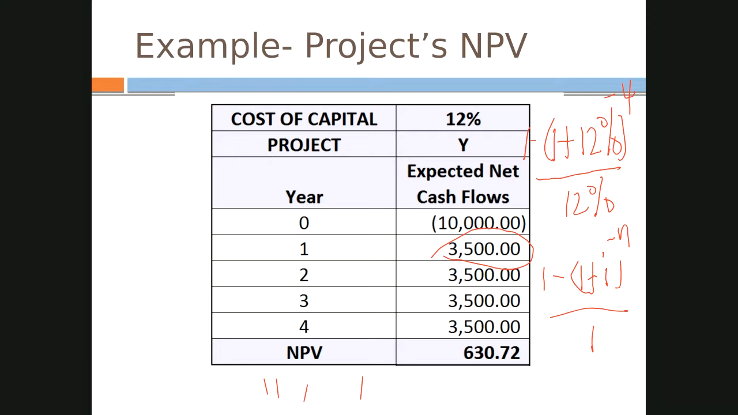Anong nakuha niyong factor? 3.037. Dapat nakuha niyo yung 3.0375. Kinuha ko lang yung 5 decimal points ng factor natin. I-multiply lang natin ng 3,500. Hindi pala ako nag-round off dyan, kasi Excel yan eh. So, ang magiging present value ng 3,500 will be 10,630.72. Pag minus natin yung 10,000, ang NPV natin is 630.72.